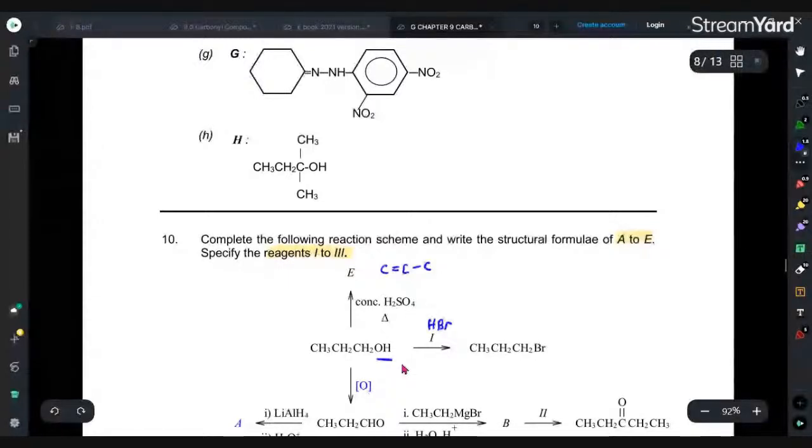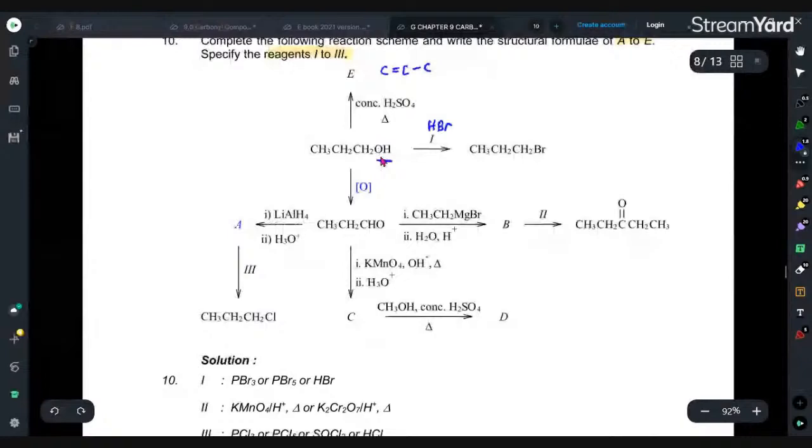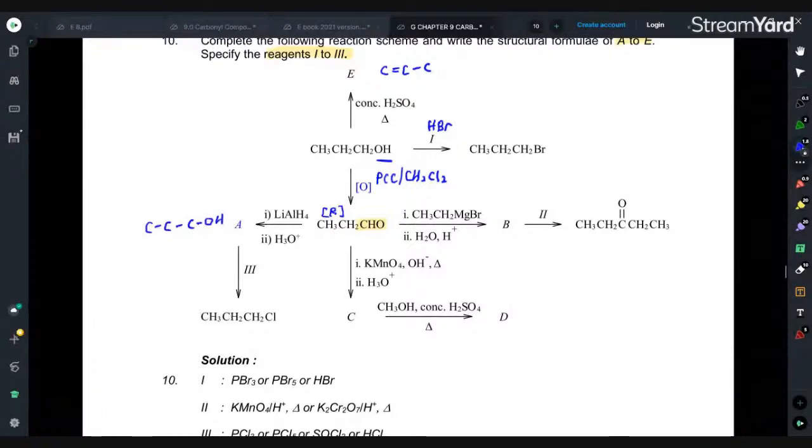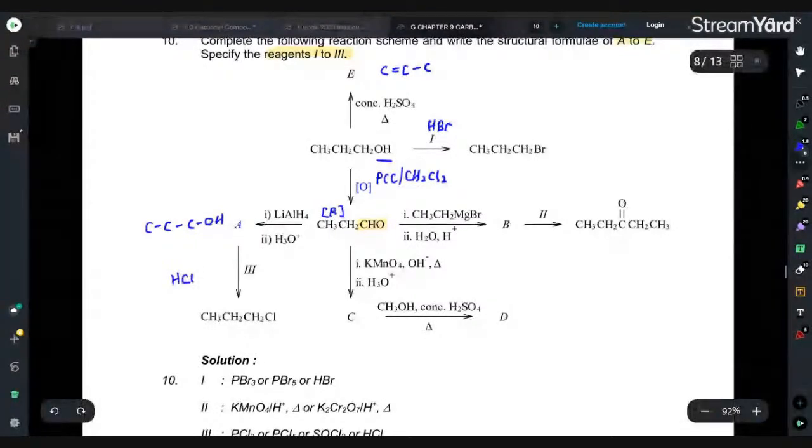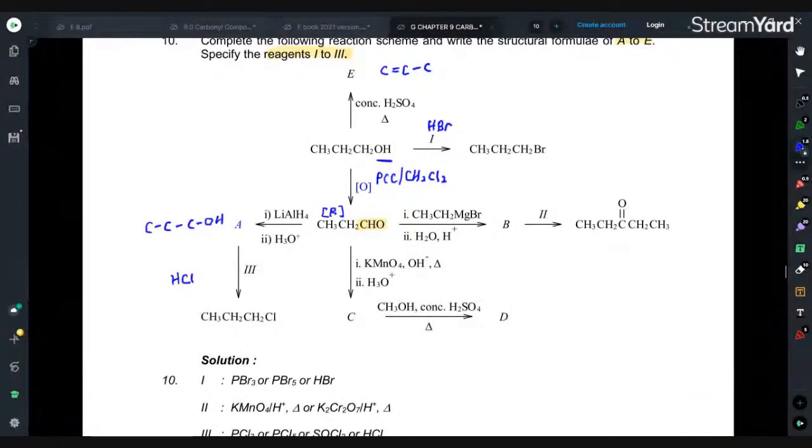Okay, because be careful, this is primary alcohol, and then it forms aldehyde. Okay, propanol forms propanal. So this is a weak oxidizing agent, meaning that the reagent is PCC/CH2Cl2. Okay, reducing. Okay, reduce, right? So A is alcohol. And then alcohol undergoes substitution. So 3 is HCl.